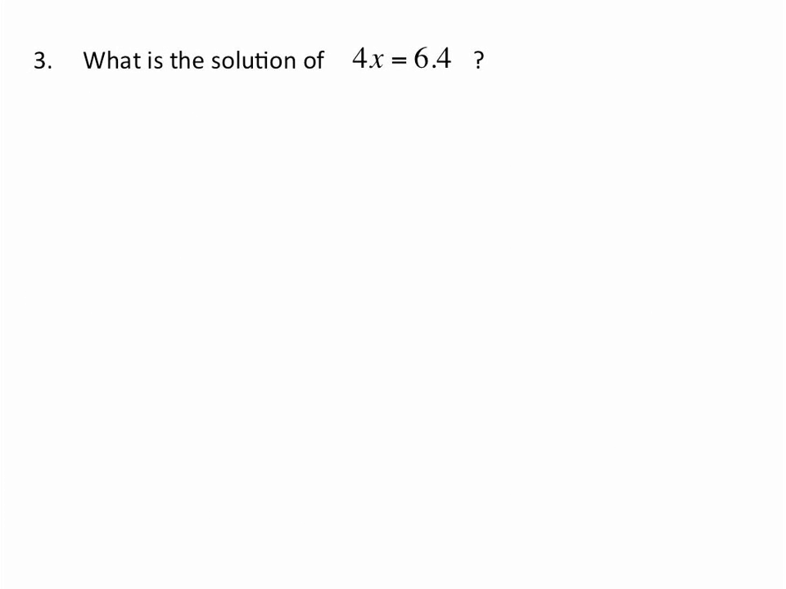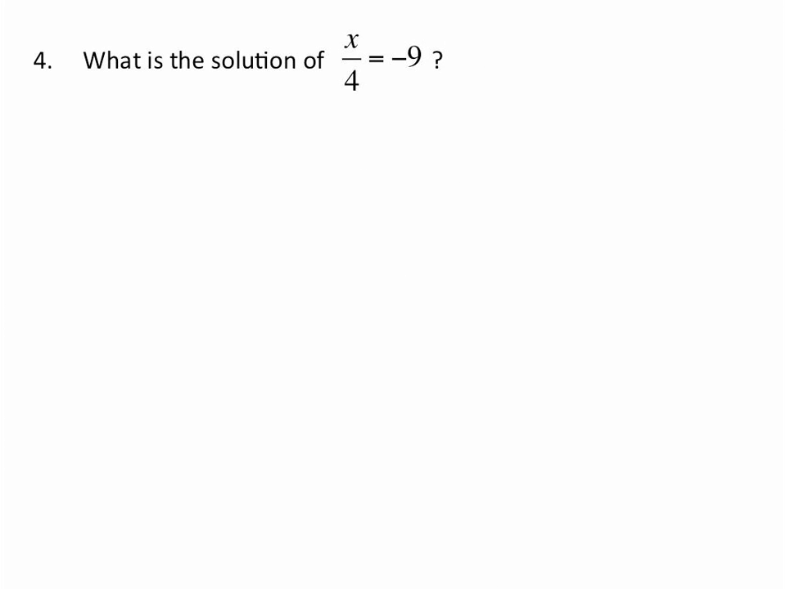What is the solution of 4x equals 6.4? Well, 4x is really 4 times x. So in order to undo a multiplication of 4, I would want to divide by 4. And whatever I do on one side, I have to do on the other. 6.4 divided by 4 is just 1.6. So I'm able to isolate the variable with a coefficient of 1 and simplify the equation.